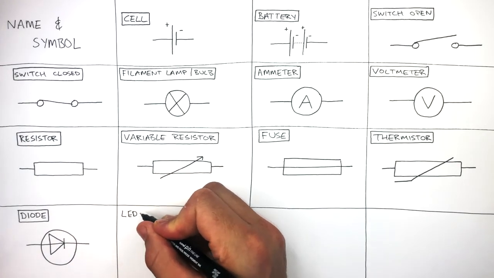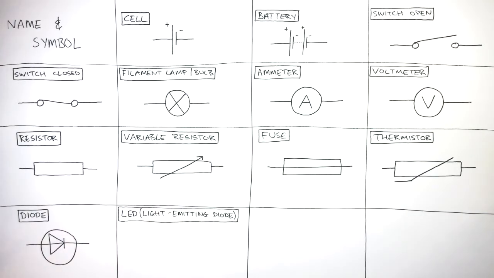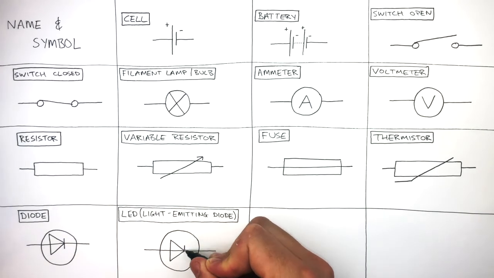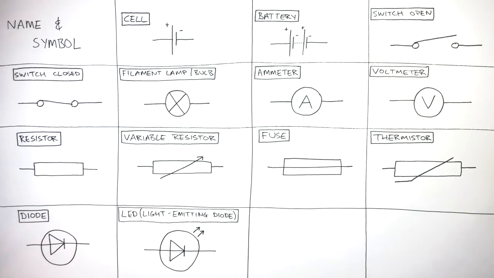An LED, or light-emitting diode, is drawn just like a diode, except there are two arrows coming out of it to the top right. In a light-emitting diode, light is given out when an electric current flows through in one direction. Those two lines represent the light being emitted, and the arrow, in this case going to the right, represents how the electric current can only flow in that one direction.